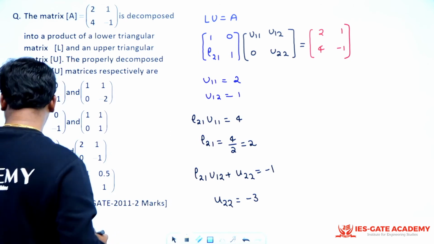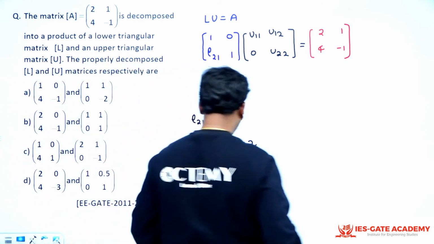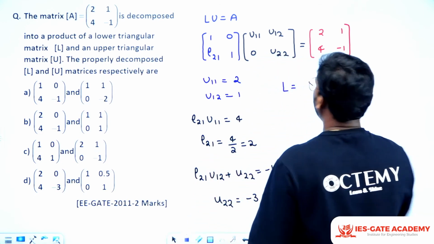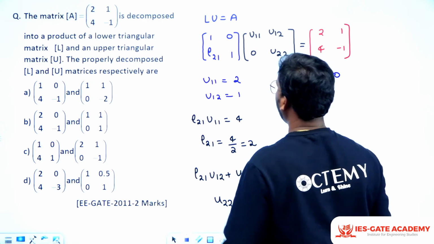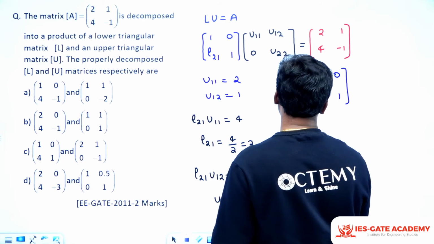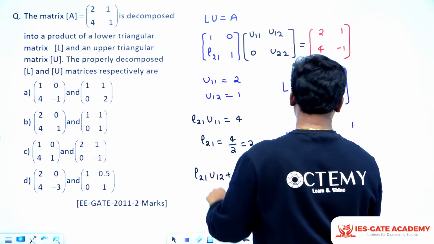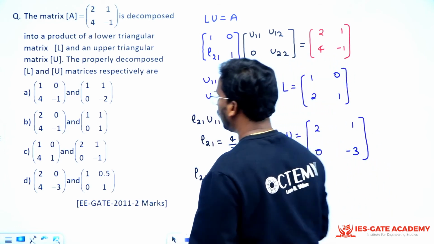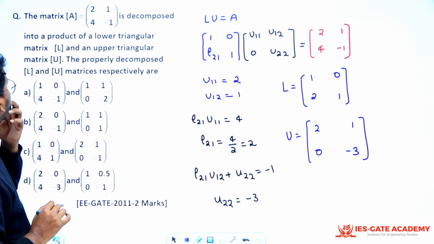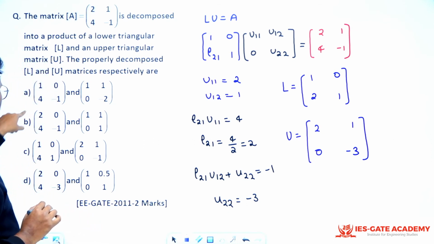So let me see what this will become. Your lower triangular matrix L is equal to 1, 0, L21 is how much, sir? 2, 1. What is your upper triangular matrix? U11 is how much? 2. U12 is 1. This is 0. This is minus 3. So see sir, which option is matching? Let me tell you which option is matching. 1, 0, 2, 1. There is no option matching.